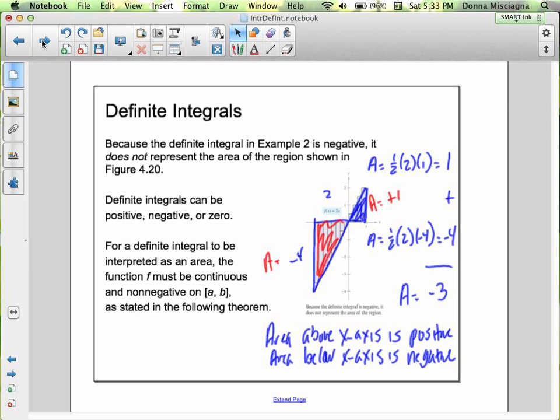So here we can divide these two. This is the graph, by the way, of f of x equals 2x. So this is the equation that is graphed. And we're finding the integral from negative 2 to positive 1 of 2x dx.